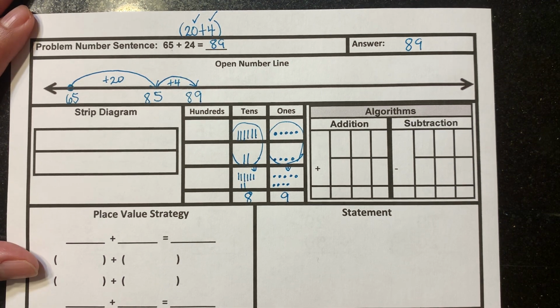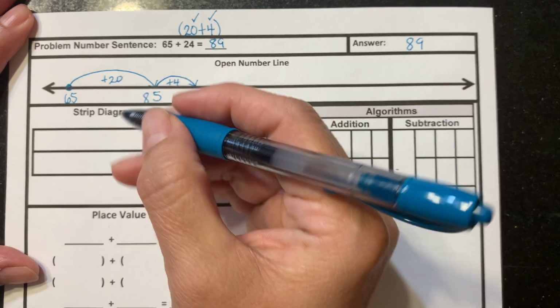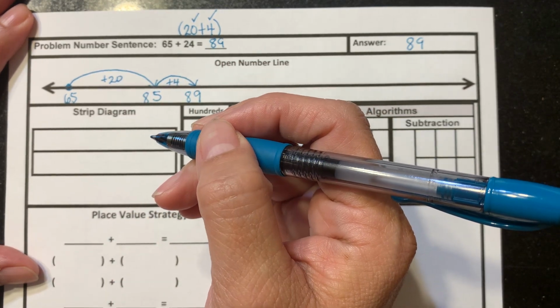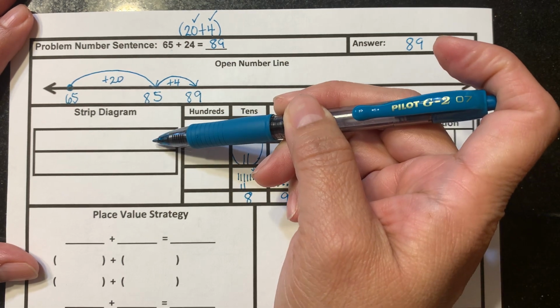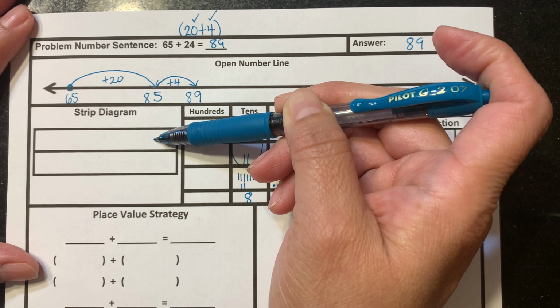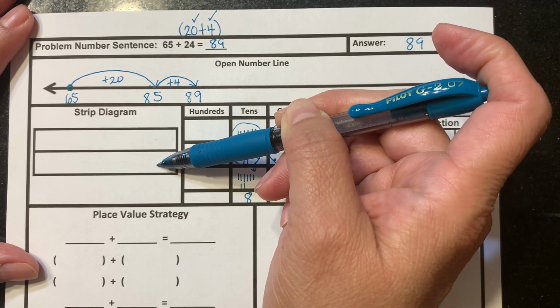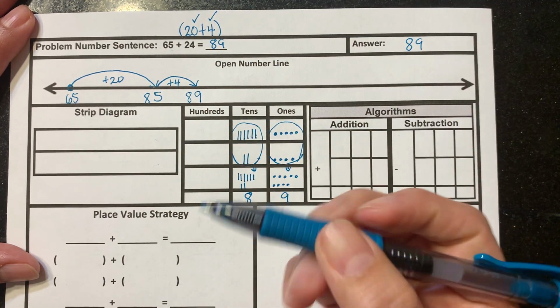Now this strip diagram is an addition strip diagram. So you have the two parts for your strip diagram. You do not have the whole, but now I know the answer is 89. So what I'm going to do is put the parts that I do know. And remember, strip diagrams can be either with numbers at the bottom or numbers at the top. What I mean by that is you can put your whole at the bottom or you can put your whole on the top. It all depends on how you want to do it.